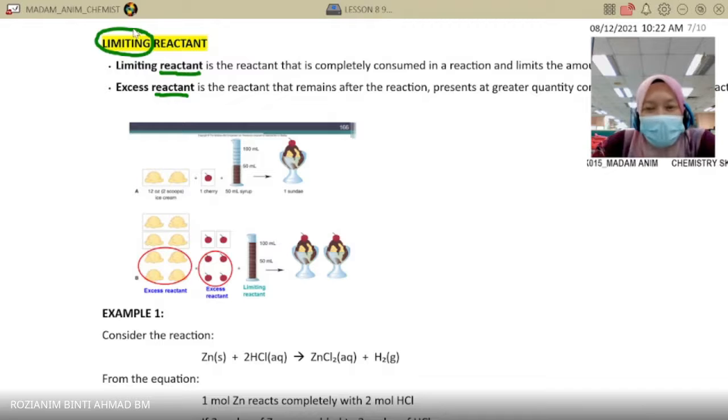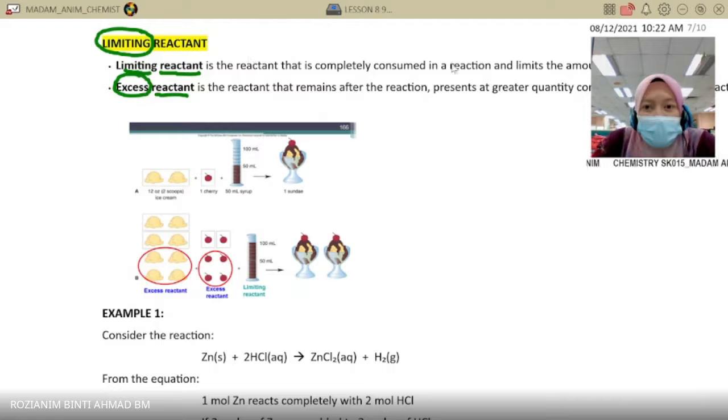Sebab nak buat burger mesti fokus kita adalah daging burger. Daging burger ada 2, roti burger ada 2. So final burger jadi 2 je lah. Tapi roti yang lebih tu sebagai apa? Roti yang lebih tinggal 1 itu adalah excess reactant. Maksudnya bila burger tu dah siap, kita ada reactant yang masih lagi tinggal. Tapi daging burger tu ada lagi? Tak ada dah. Dialah sebagai limiting reactant.